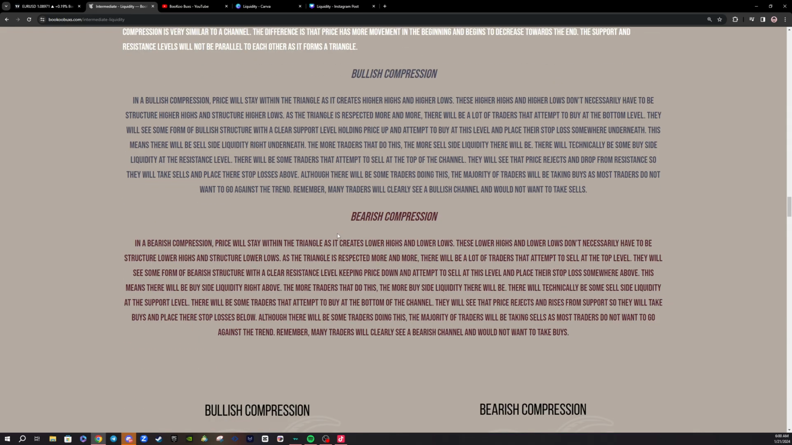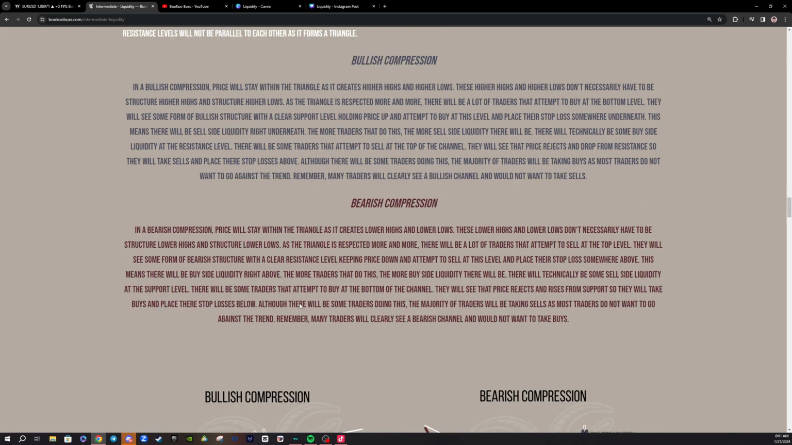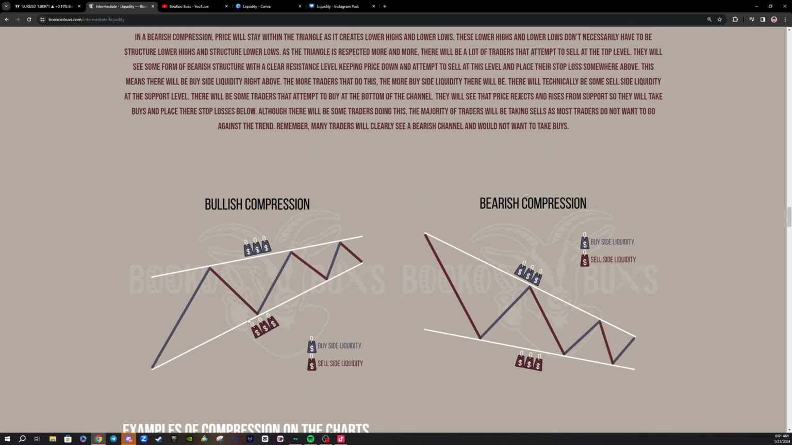Parallel like these examples. Compression is going to give you more of that triangle where price action in the beginning is very wide, and as price progresses and moves forward, it starts to shrink, and that's what forms that triangle. So if you notice, bullish compression looks very similar to a bullish channel, but the difference is you have that compression. You have price compressing together, getting smaller, getting shorter, and forming that triangle. Bullish compression is just price compressing but still going upwards, and bearish compression is the exact same thing but price going downwards. Same thing applies.